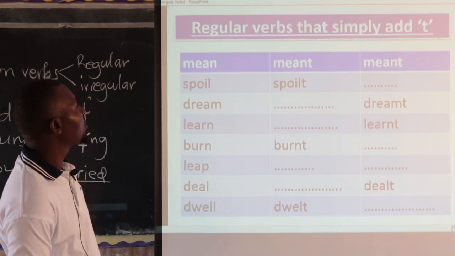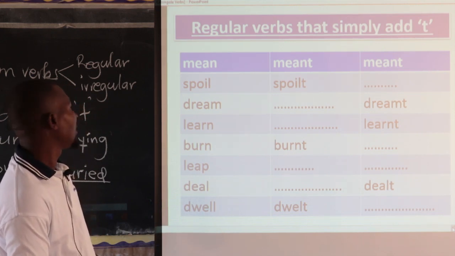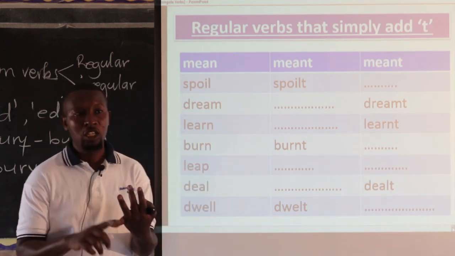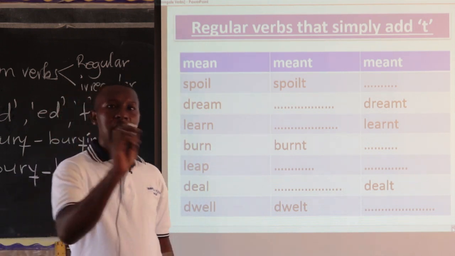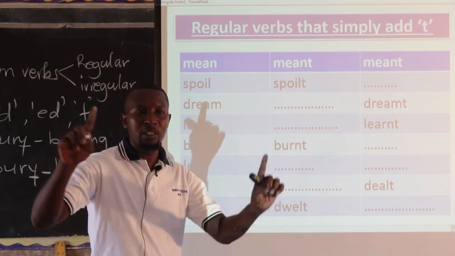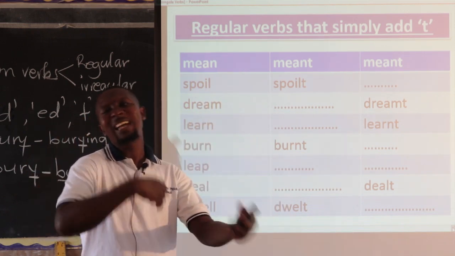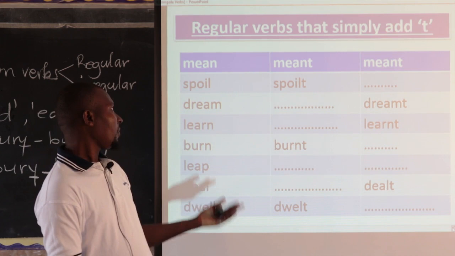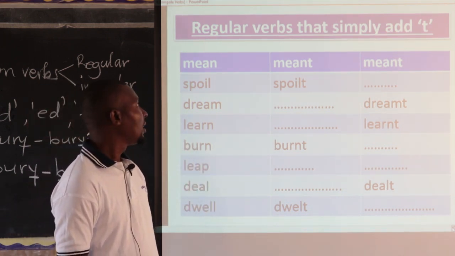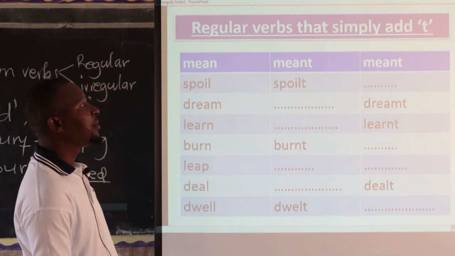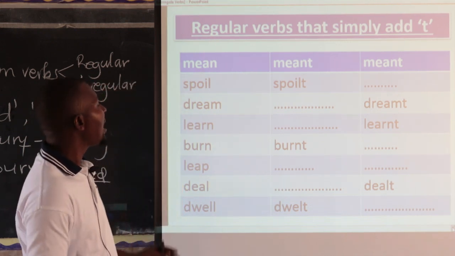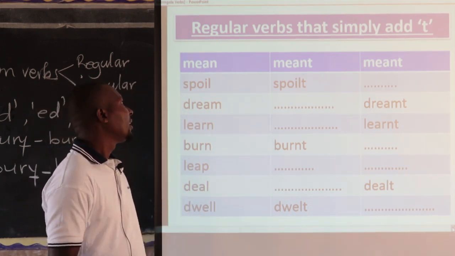Well, we also have to talk about regular verbs that simply add T. Like we said with the definition, these verbs can add D alone, can add ED, and can also add T. Remember, the definition says they do not change the principal or the main word. They simply add letters. In this case, we have words that simply add T to form the past simple and the past participle forms. Look at this. Mean, the past simple of mean is meant. And the past participle is also meant. We just write the word mean and then add T.